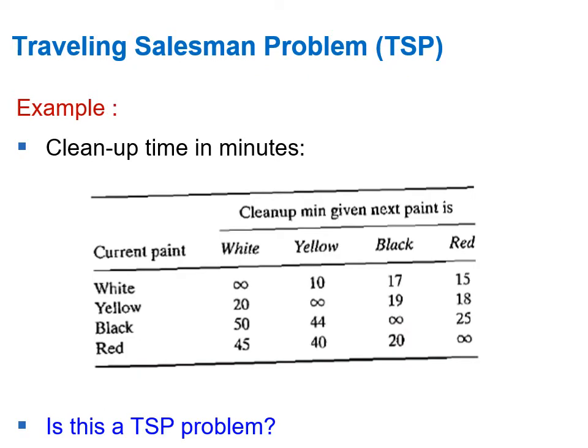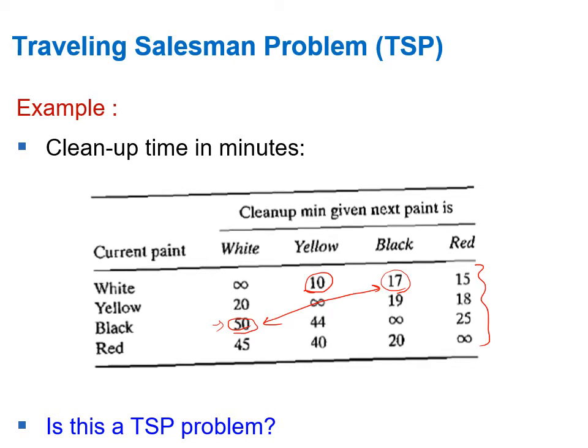The necessary cleanup time is given in this table. Okay, so look, if you want to switch from white to yellow, you need to make a cleanup of 10 minutes. From white to black, you need to clean up 17 minutes. But for example, from black to white, you need a cleanup of 50 minutes because, as we said, even a single drop of black color may change the color of the white. So therefore, you need to make a proper cleanup. And you see in this table, we can see all the switch times.